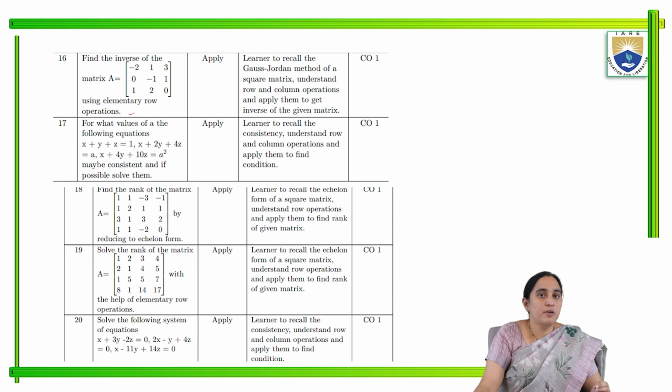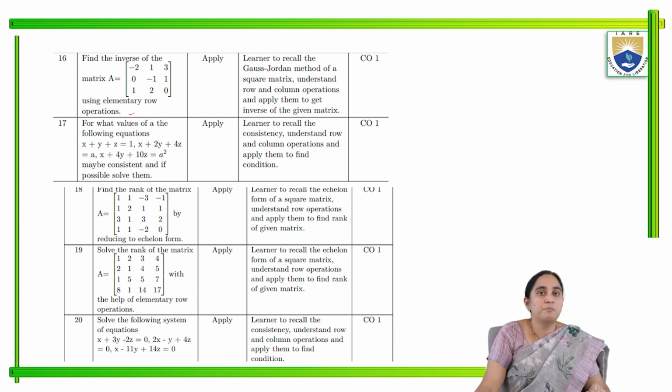First of all, we have to identify which is the suitable method for the 19th one. We apply elementary row operations only for the echelon form. Normal form is also one of the methods for finding the rank, but there we use both row and column operations. But here they are asking particularly for the help of elementary row operations, which we use for the echelon form.